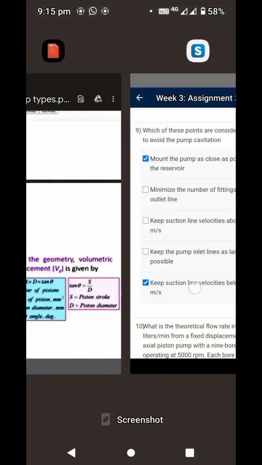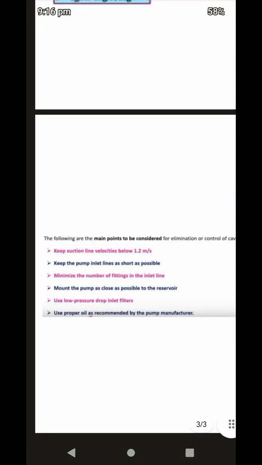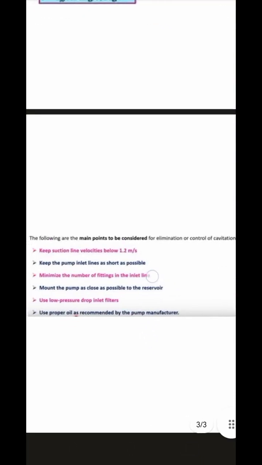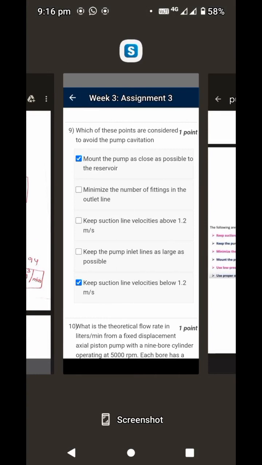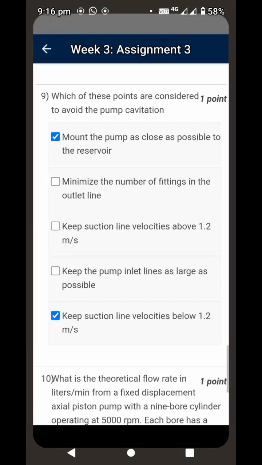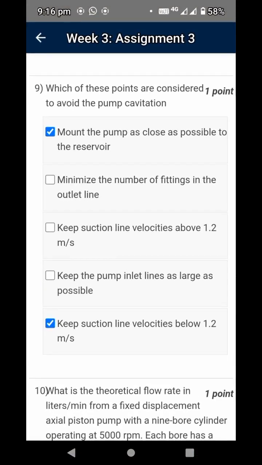So now I will show the concept. These are the points we have to consider to eliminate the cavitation. Always we have to keep the suction line velocity below 1.2 meter per second. Now check the option: keep the suction line velocity below 1.2 meter per second. So option number 5 is correct. The question they asked is which one we have to consider to avoid pump cavitation. So option number 5 is correct.